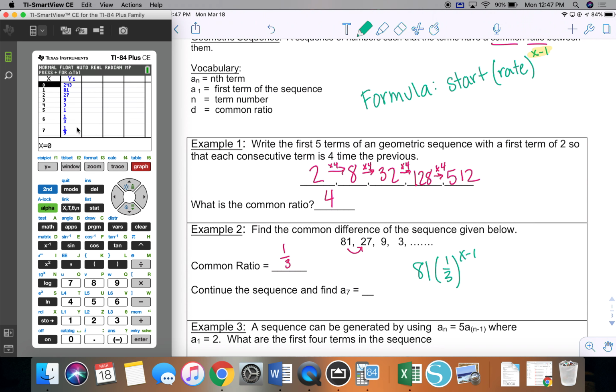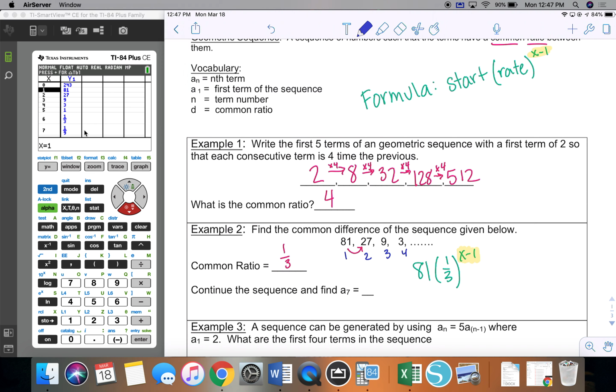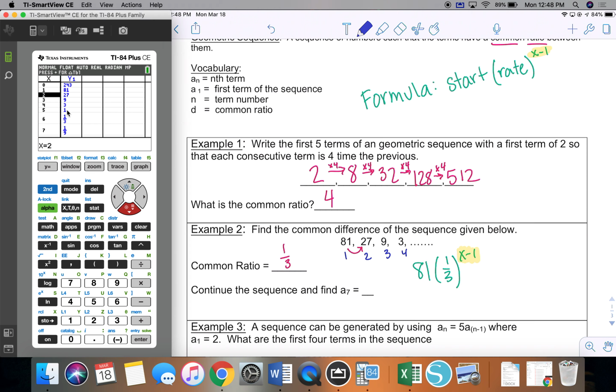So when I go to my table, I can see the first term I see is 81. If you do not put this x minus 1 in there, if you just do x, it will not give you the same numbers in the same spots. Okay, so this is my first term, my second, third, and fourth. So my first term is 81, second is 27, third is 9, fourth is 3. So again, if you do not put that x minus 1, it will not give you the right numbers. Then to continue and find a sub 7, I'm going to go on my calculator. When a is 7, my value is 1/9.